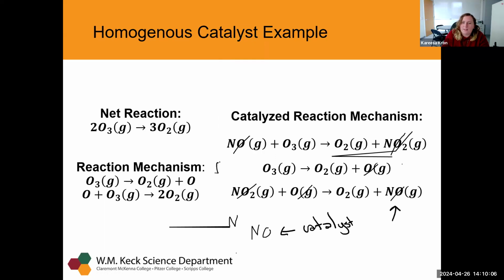So if I wanted to write this as a catalyzed reaction to explain that it's happening faster, I should still write it as NO plus 2O3 goes to 3O2 plus NO. And so in this net reaction, my catalyst appears to not be consumed. What actually happens is this catalyst underwent chemical changes and then was recovered. And so oftentimes in homogeneous catalysts, this happens.